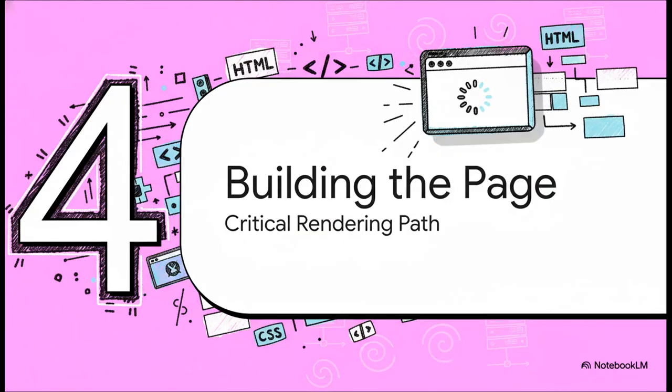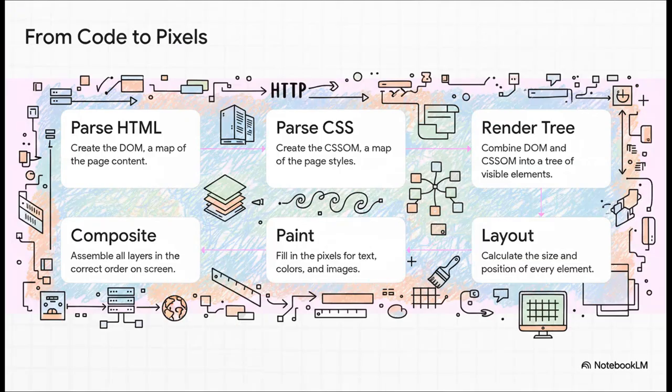So, the files have arrived. They've been delivered from the server to your browser. Now the browser's real work begins. It has to take all these raw files, the HTML, the CSS, the JavaScript, and turn them into the visual, interactive page you actually see. This methodical process is called the critical rendering path. And this process follows a very precise order.